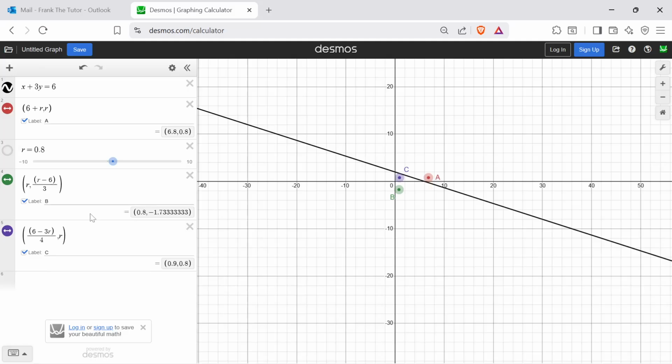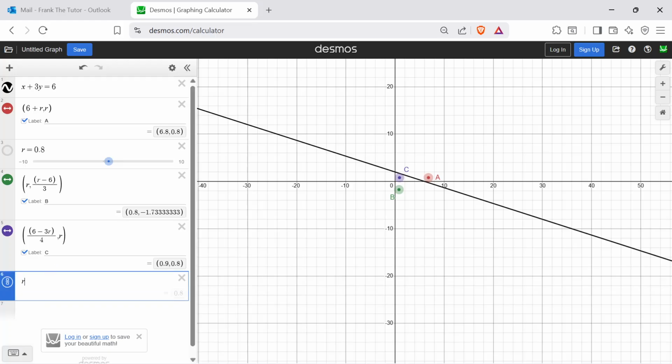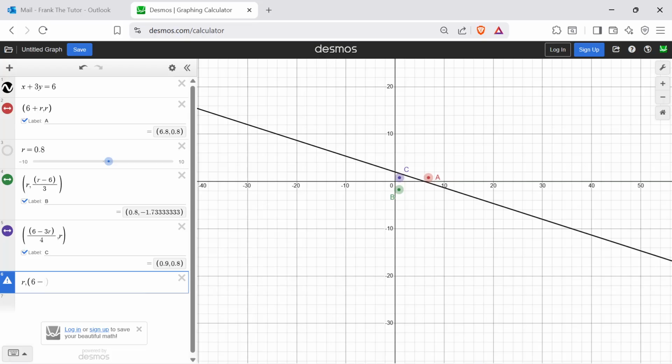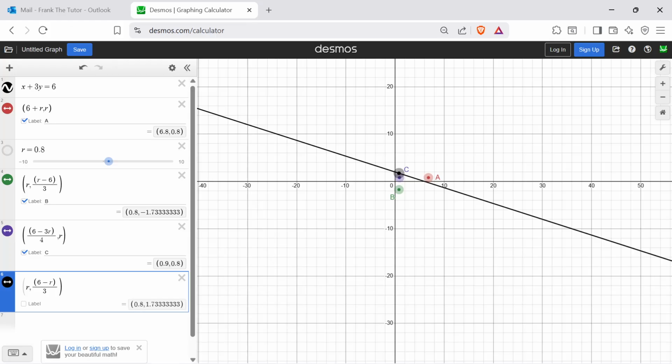So the answer is D. I will just verify it. r, comma, what is this? 6 minus r over 3. 6 minus r divided by 3. I put the closed parenthesis. I'm just going to label this D for completeness.